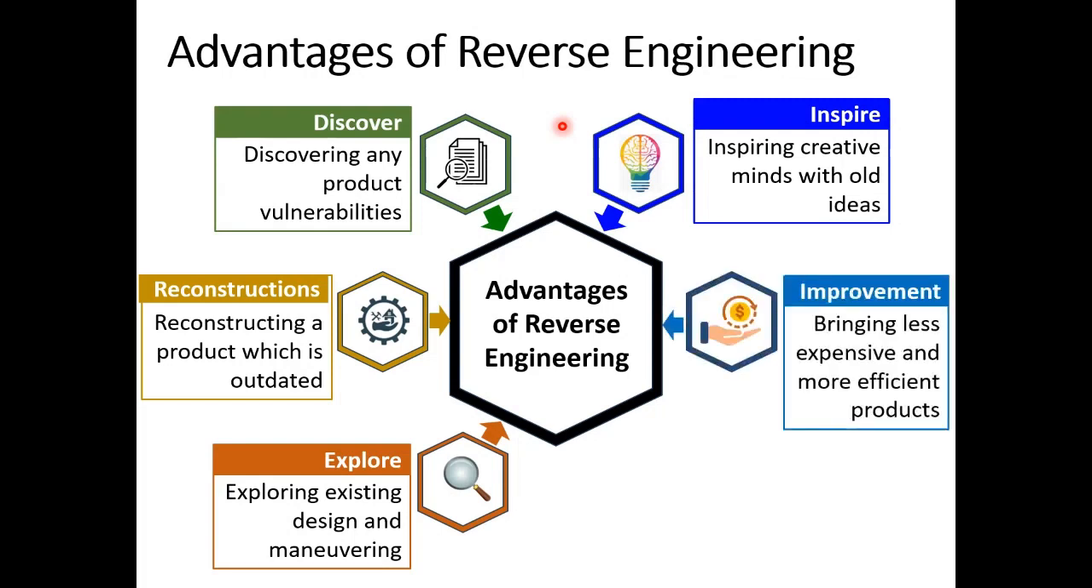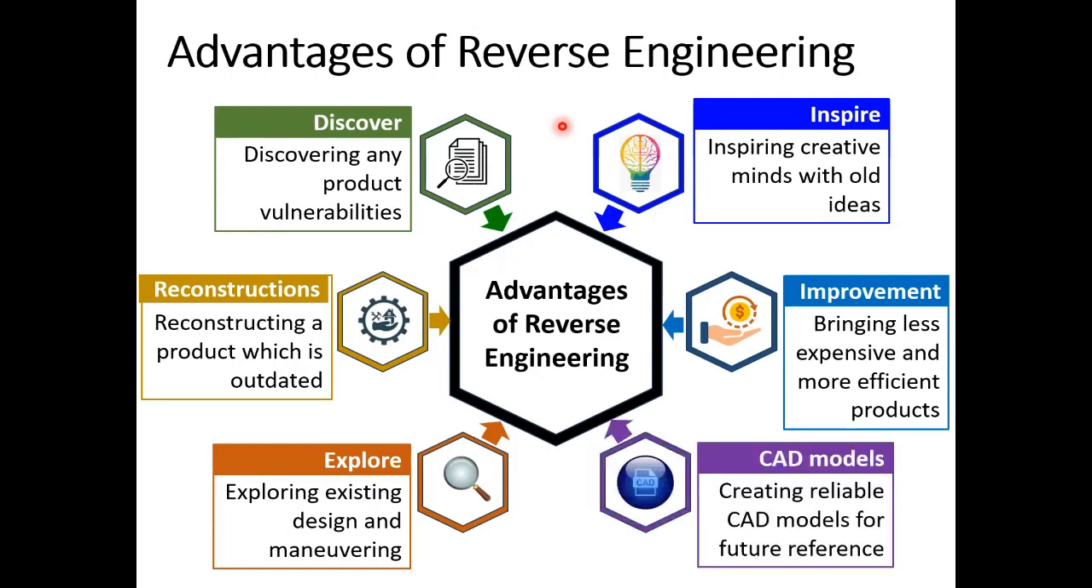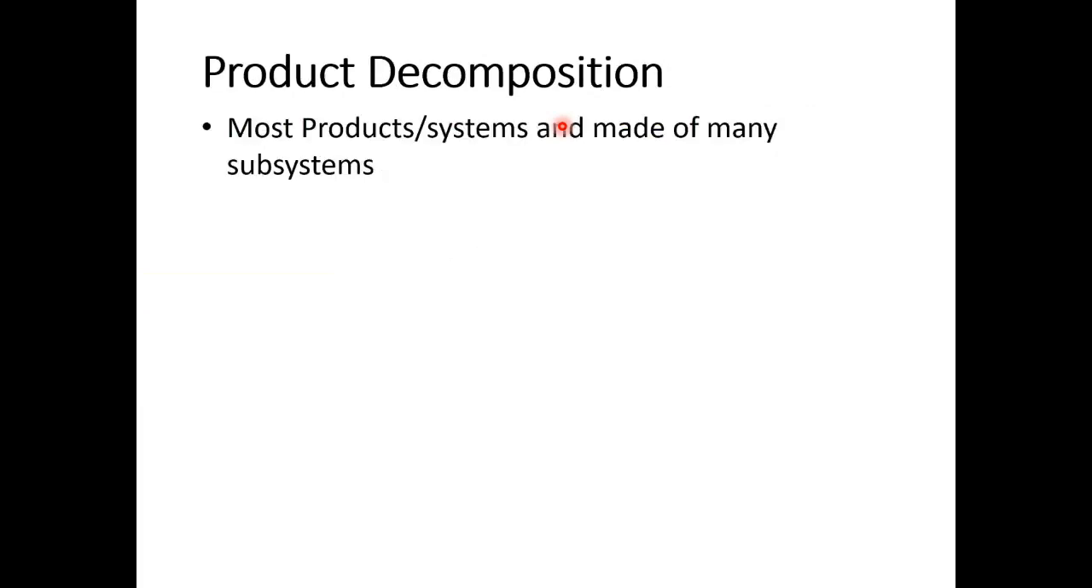And also, as mentioned earlier, reverse engineering helps us to improve products, perhaps in the sense of cutting down the cost, bringing the cost down and making it more efficient, more attractive to customers. And at the same time, reverse engineering helps us to develop CAD models, 2D drawings, and 3D models for future reference as well as product improvement. So those are the major six advantages of the reverse engineering process.